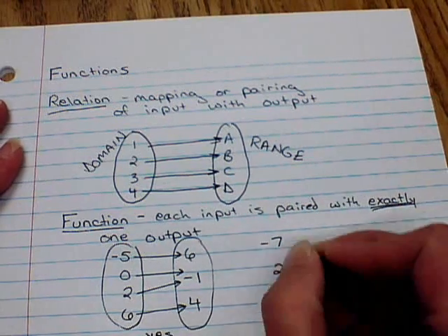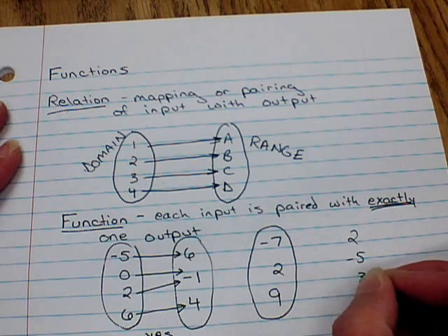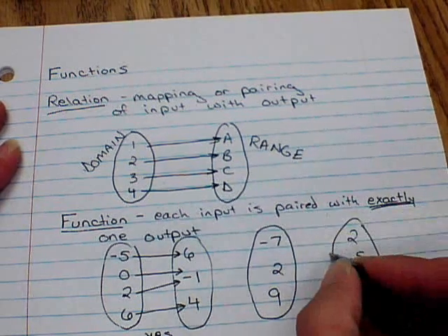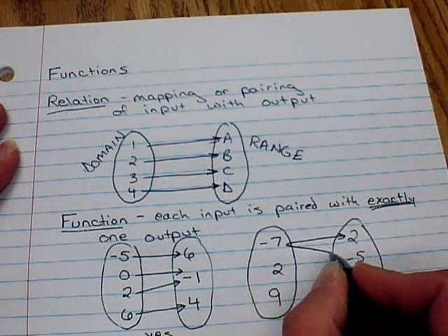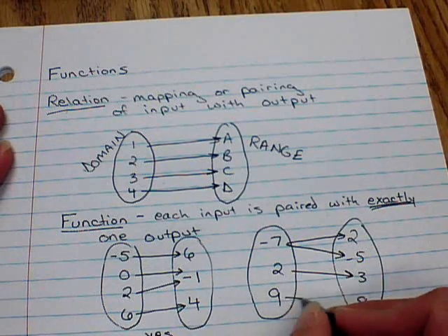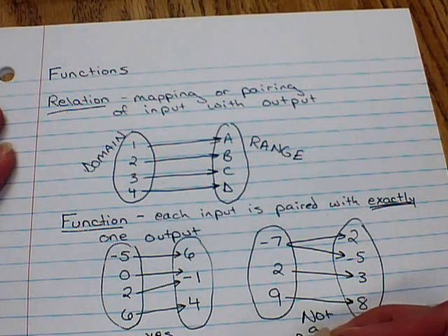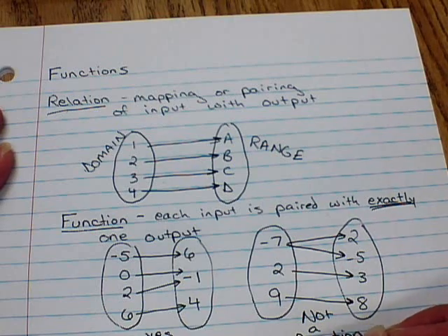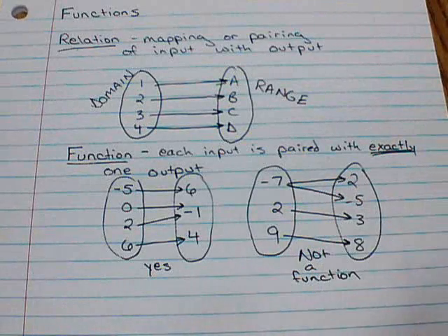Well, let's see what makes it not a function. If this -7 was paired with the 2, and then it was also paired with the -5, this would make it not a function. No matter what else happens, this would be not a function, because that input value is paired with more than one output on this other side.